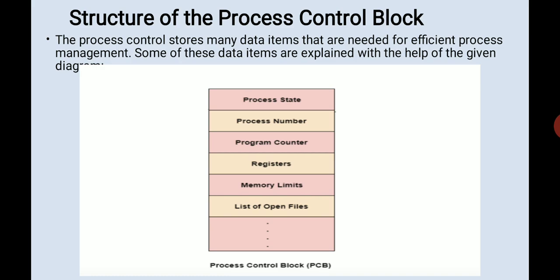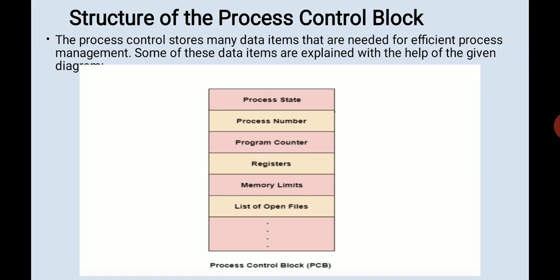Okay, right. Next we come to the structure of the process control block. See, here we can see this is a process control block diagram, and we see that it has multiple data items, right? There are a number of them, and they are all needed for efficient process management. We see a process state is there, we see a process number is there, we see that there's a program counter.